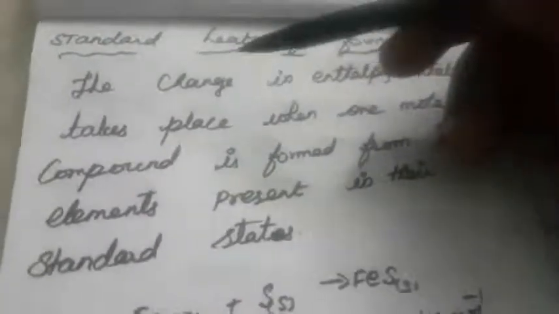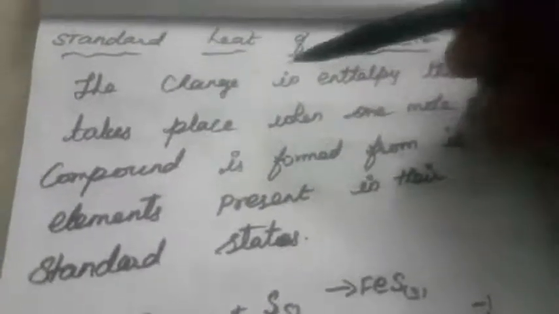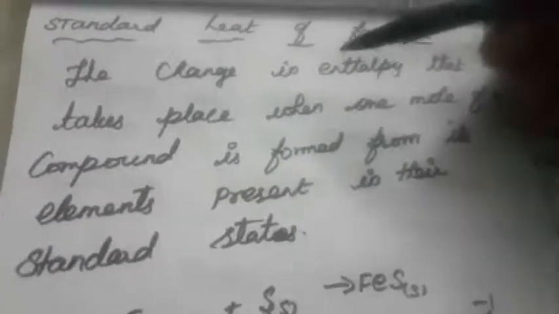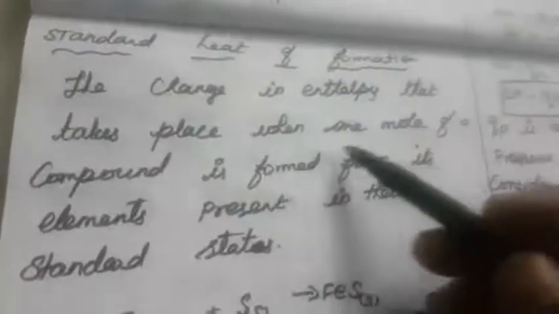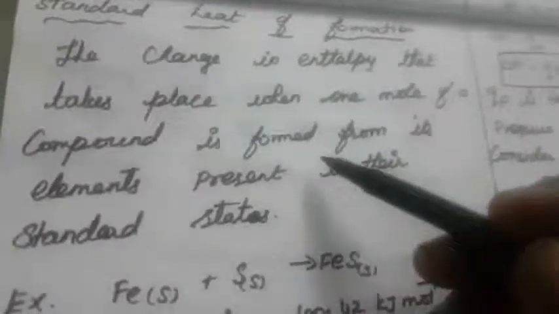Next we are going to see the standard heat of formation. What is the standard heat of formation? Standard means the change in enthalpy at the standard condition. Standard condition means 298 Kelvin at 1 bar pressure. What is 298 Kelvin? That is 25 degrees Celsius. So it is the change in enthalpy that takes place when 1 mole of a compound is formed from its elements present in the standard state.